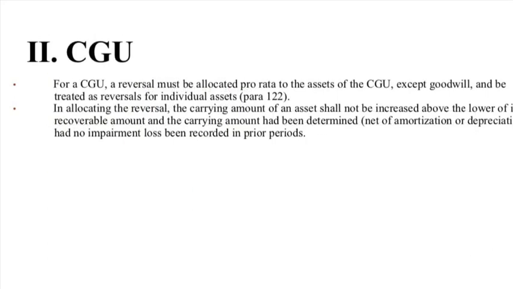For a CGU, a reversal must be allocated pro rata to the assets of the CGU except goodwill and be treated as a reversal for an individual asset. In allocating the reversal, the carrying amount of an asset shall not be increased above the lower of its recoverable amount and the carrying amount that would have been determined had no impairment loss been recorded in prior periods.